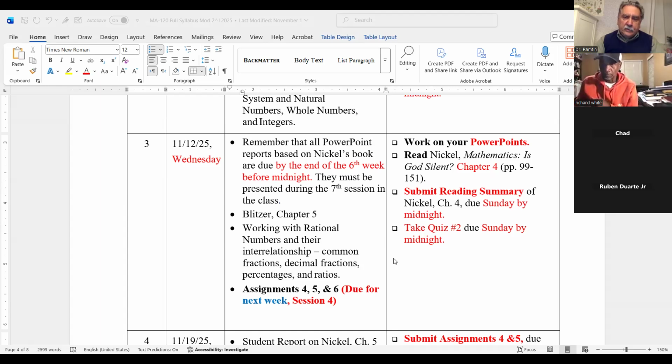Okay, so remember the PowerPoint. We are going to look at chapter 5. We worked with the number, rational number, the relationship, decimal, fractions, percentages, and ratios. For this week, start working on your PowerPoint. Read chapter 4 of Nichols and then submit the reading summary as you have done so far. And take quiz number 2 by Sunday, due Sunday before midnight.